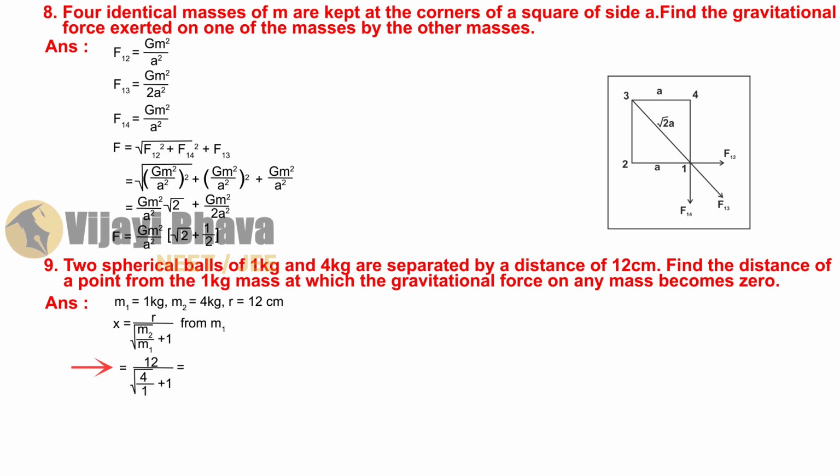So this becomes 12 by root 4 is 2, 2 by 1 is 2, 2 plus 1. This can be further written as 12 by 3. 12 by 3 is nothing but 4. So at a distance of 4 centimeter, the resultant gravitational force is 0.